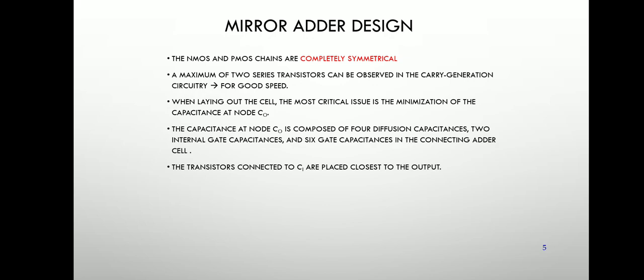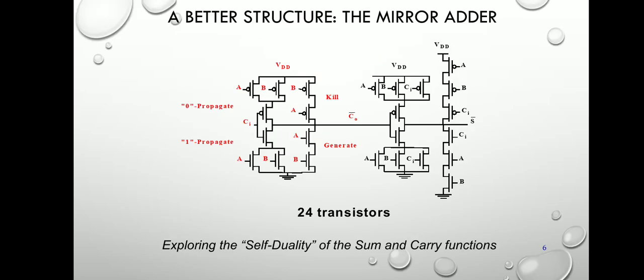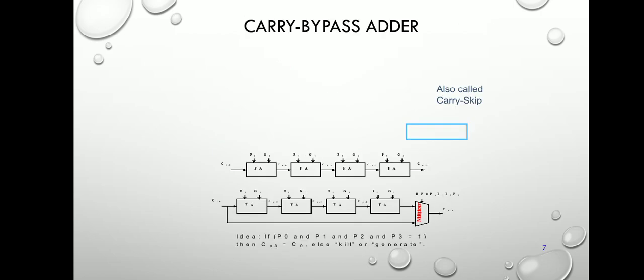This NMOS and PMOS chains are complementary, completely symmetrical, and contain a maximum of 2 series transistors. It can be observed in the carry generation circuitry. When laying out the cells, the capacitance is minimized, and the capacitance can be connected to one another, placed closest to the output. You can see this in the diagram here. It contains 24 transistors. It contains 2 things, one is propagate and another one is generate, so it explores the self quantity of sum and carry functions.